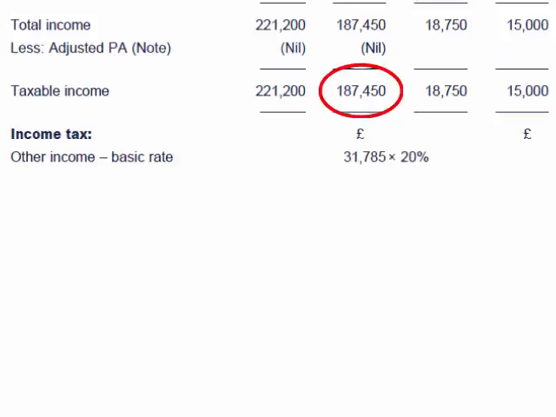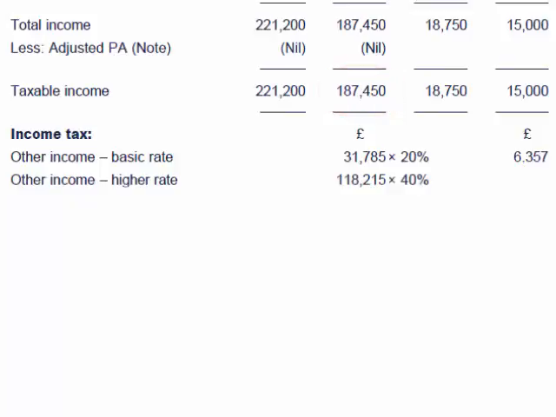The other income, which is what we're looking at the moment, is in excess of that basic rate band, so we're going to use it up in full on our other income, taxing it at 20%. We then move into the higher rate band. Now the higher rate band goes up to £150,000, and again we can see that the other income exceeds that, and therefore the full higher rate band will be used. The higher rate band is the bit between the bands, so it is £150,000 less the basic rate band, i.e. £118,215. That will be taxed at 40%.